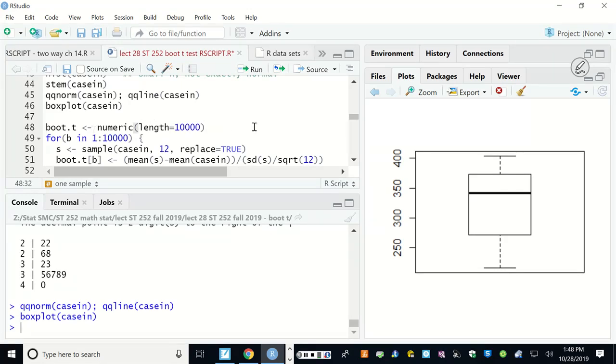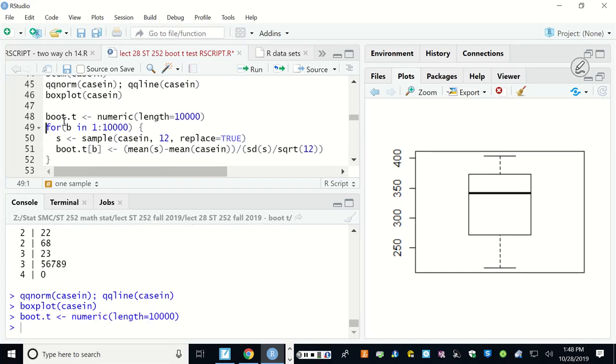To do the bootstrap t, we set up a vector to hold all our t stars. Call it what you like, t star or something else. And then we loop through many times, and we're going to sample casein with replacement. And then compute this. S is the sample values. So the mean of the sample values minus the mean of casein, divided by the standard deviation of our new sample over the square root of 12. So that should give us new t-statistics.